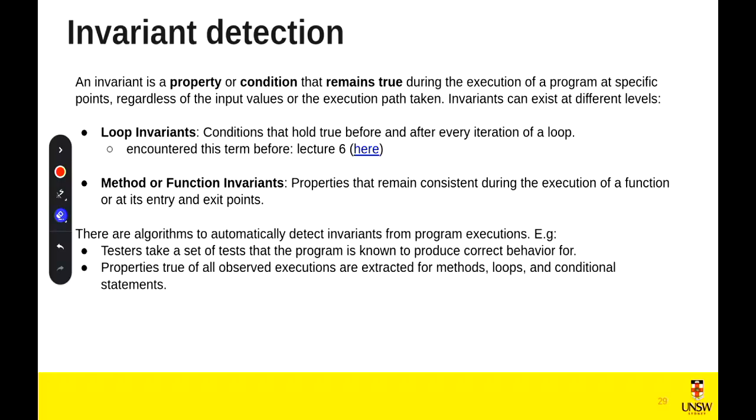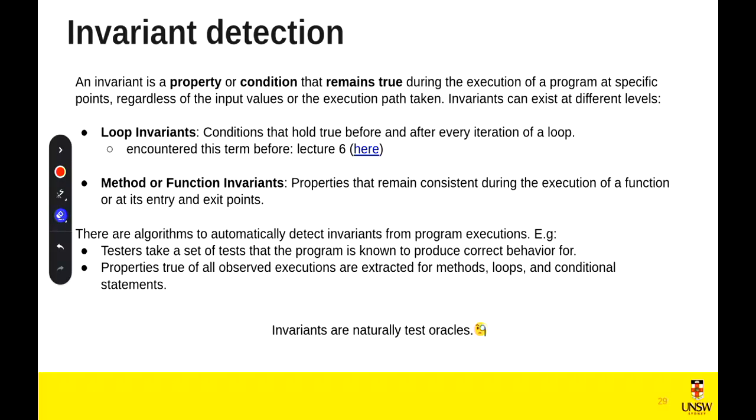So, actually, there are some algorithms to automatically detect invariance from program executions. And one of the simplest ways is to prepare a set of test inputs that the program is known to work correctly on. And then we can execute the program with this set of test inputs and observe during the execution for the properties that remain true during the entire execution, and use those properties as the invariants.